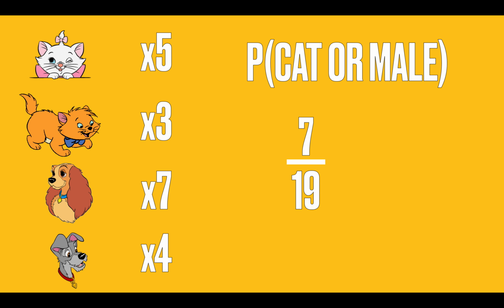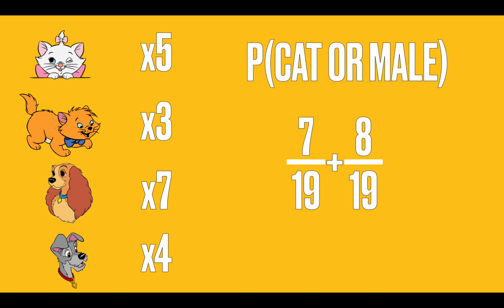or a male? Well, we would take these 7 male animals that we already knew of, and then we would add the 8 cats that we talked about in the first example. 7 plus 8 is 15. 15 out of 19, is that right? Well, that doesn't seem right to me. There seems like there are too many female dogs for that to work.